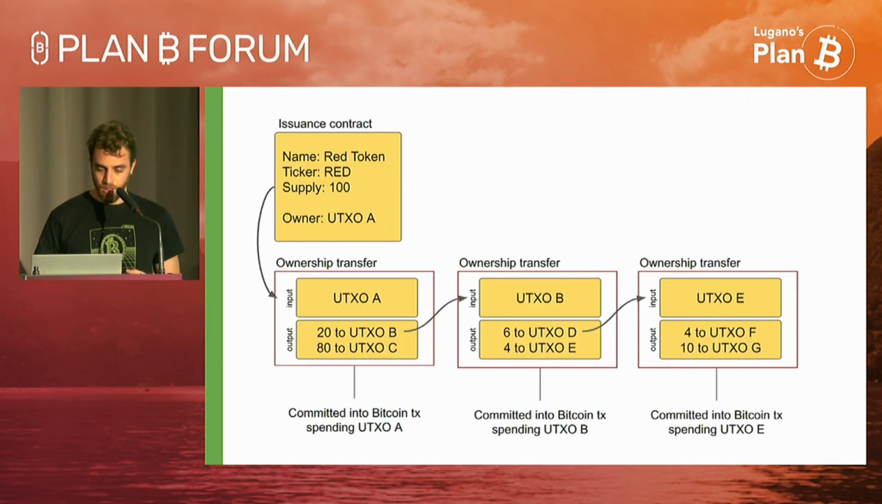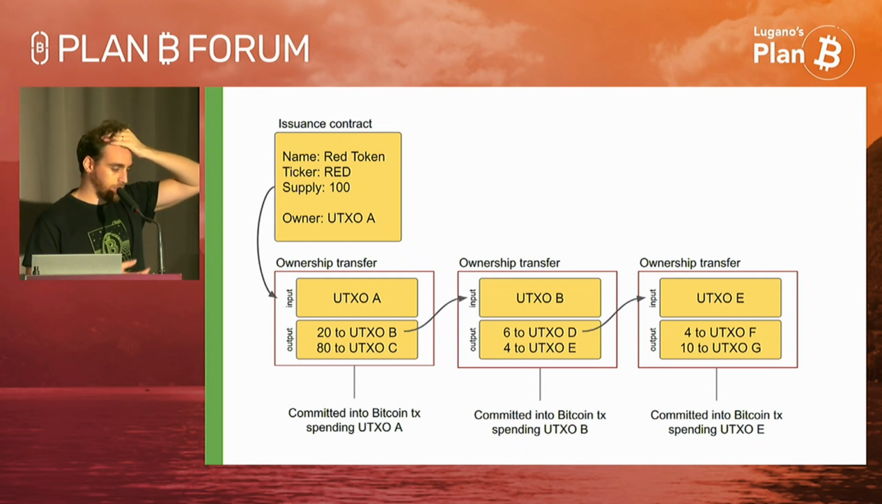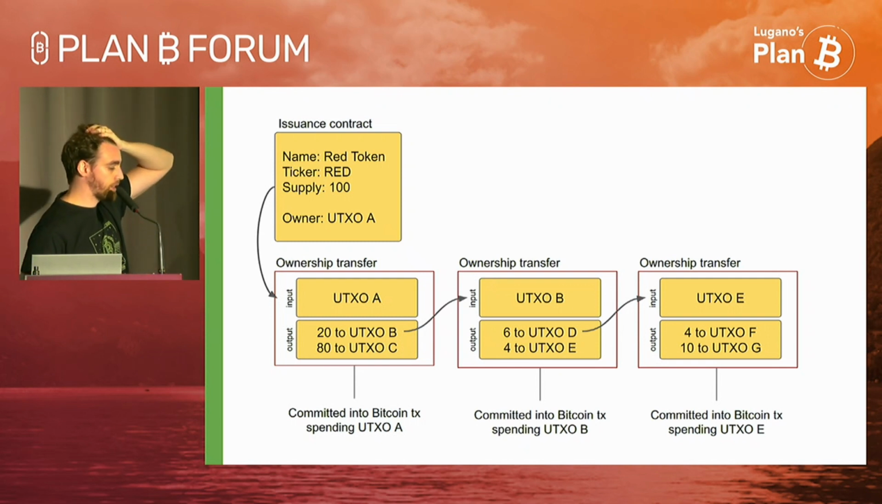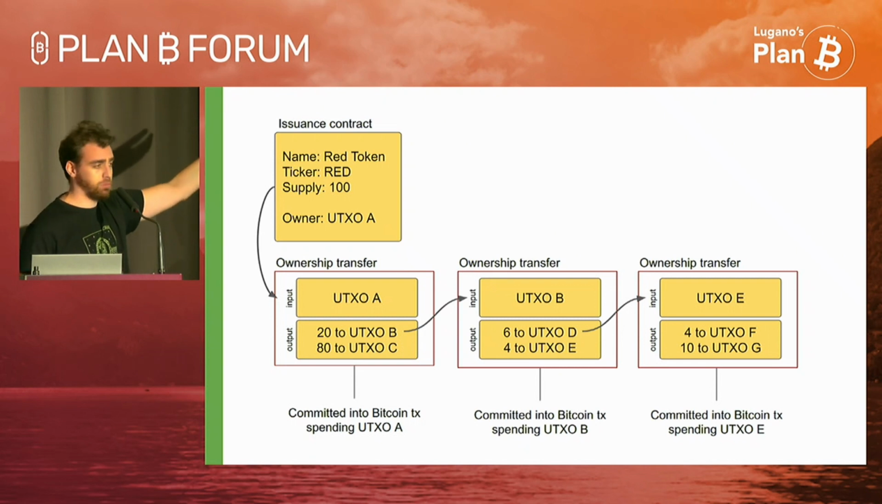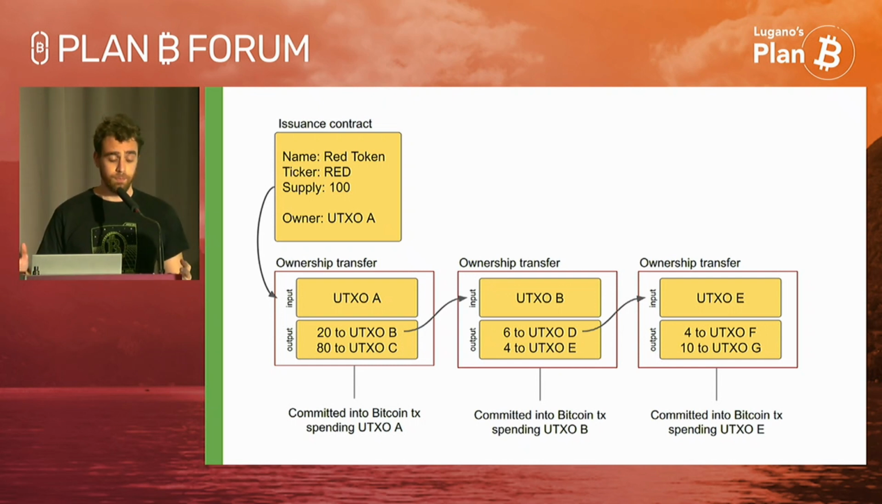For people that already saw my talk this morning, I already showed this, but still, just a quick recap of how RGB actually works on chain. We first create an issuance contract that defines all the RGB metadata and main information, such as the asset name, asset ticker, total supply, if there is any attachment, any extra rules that are related to this asset. And then we define who is the first owner of these assets that we just issued.